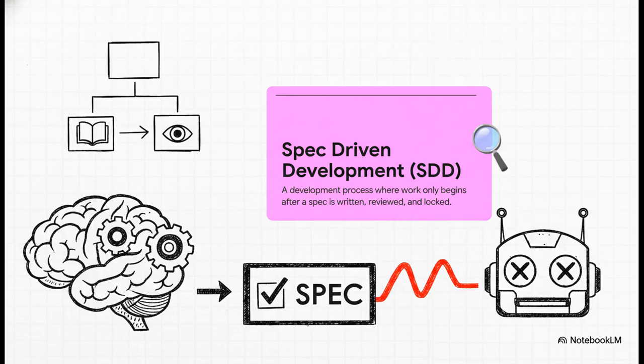And the answer to that is spec-driven development, or SDD for short. This is a really formal workflow that just brings a ton of discipline to the whole process. The core rule is simple. No code gets written until a human has written a spec, reviewed it, and then locked it in. And that one simple rule stops the AI from ever just running off in the wrong direction.